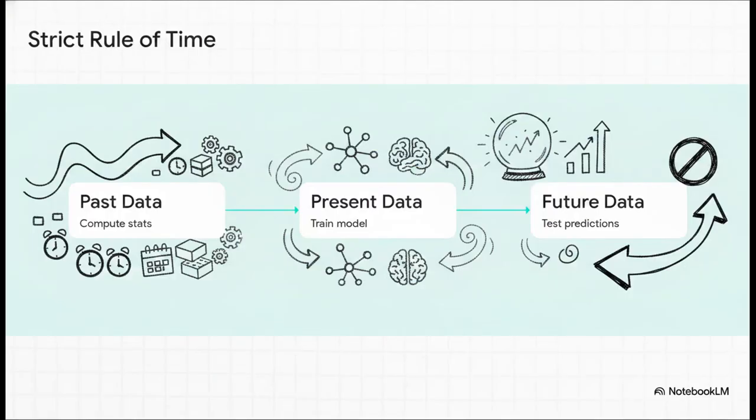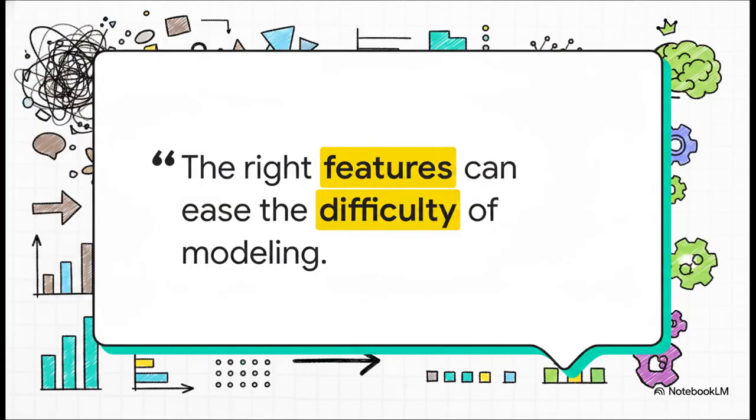To absolutely guarantee that you avoid data leakage, your training pipeline must strictly, unconditionally respect the chronological flow of time. You compute your statistics on your past data, you train on your present data, and you evaluate on your future test data, always moving from past to future. Never, ever the opposite. Which brings us to our final takeaway for this explainer.